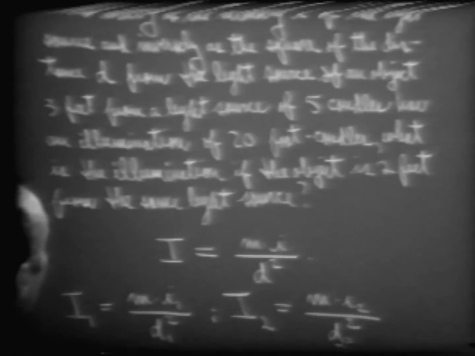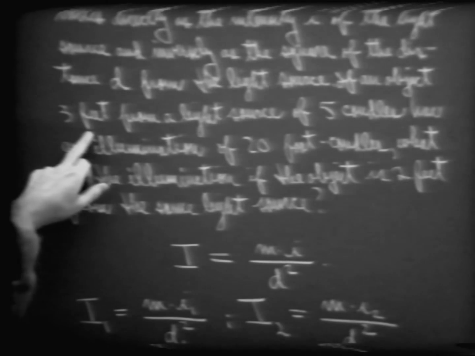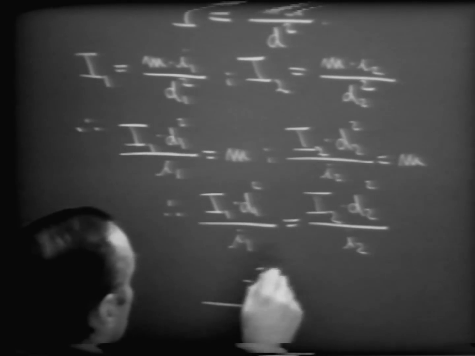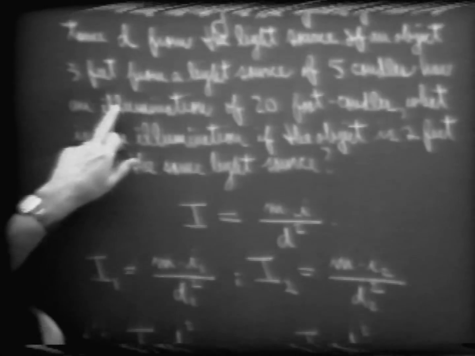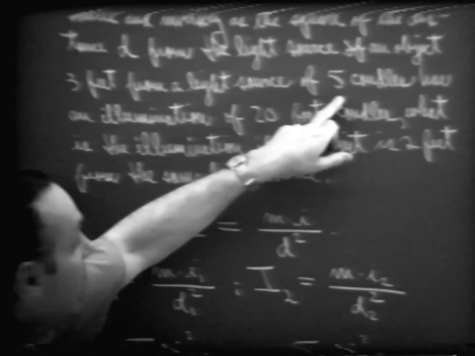Well, let's come back to our data and see what it says. If an object is 3 feet from a light source, so let's work here with d sub 1 is what number? 3. So that's 3 squared. From a light source of 5 candles, that's the unit of measure that we have for a light source, is 5 candles.